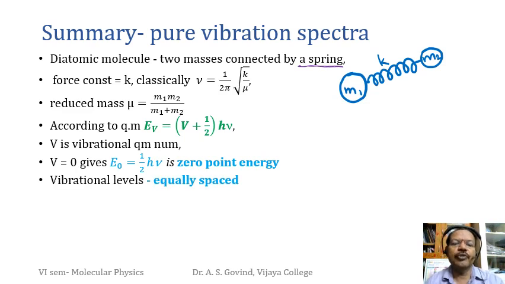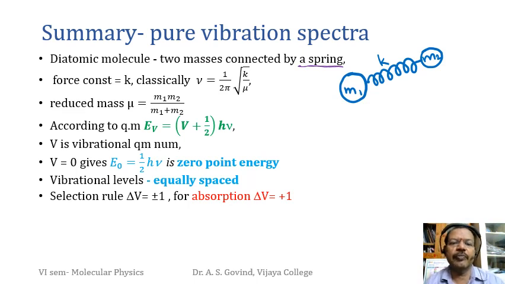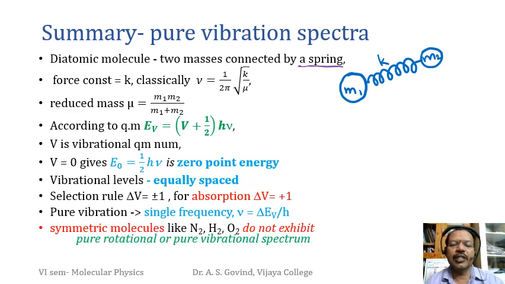And when you substitute V as different values, you will notice that the energy levels are equally spaced. The selection rule is delta V equals plus or minus 1, and similar to the previous one, pure rotation spectra, we will study the absorption, and therefore delta V is plus 1. Because the energies are equally spaced, any successive difference will be equal, and therefore it will result in a single frequency.